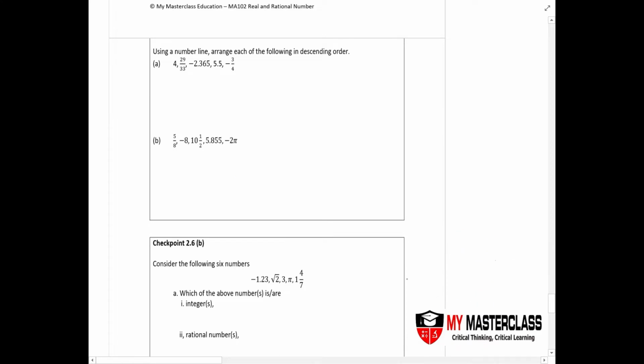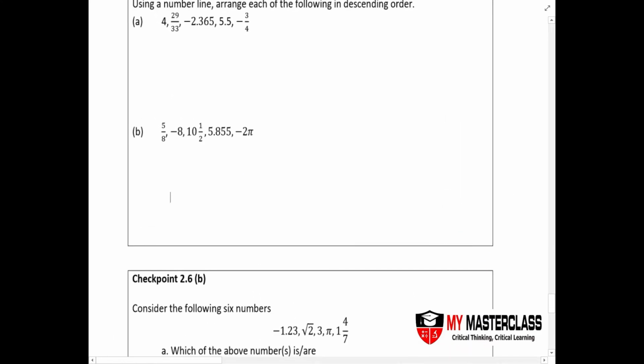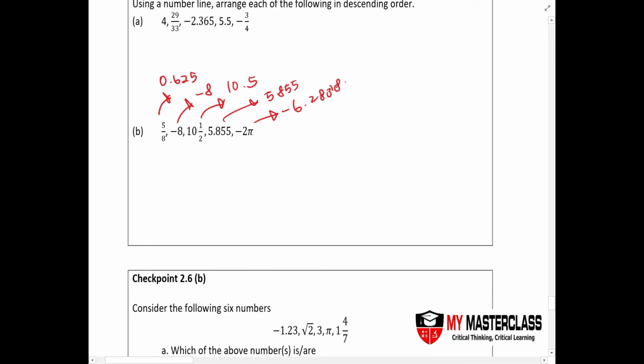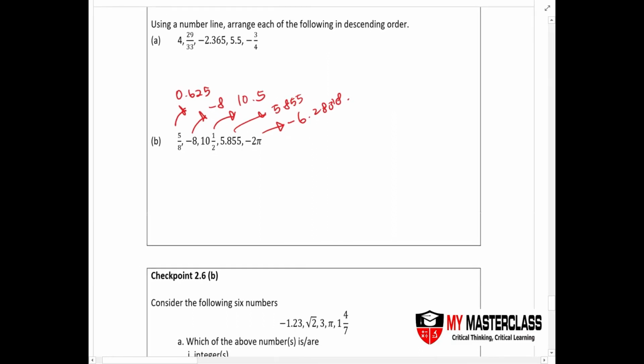So I will change all of these to decimals again. I will have 0.625, negative 8 is straightforward, this is 10.5, this is 5.855, and this is negative 6.28315. So they're asking you again in descending order.